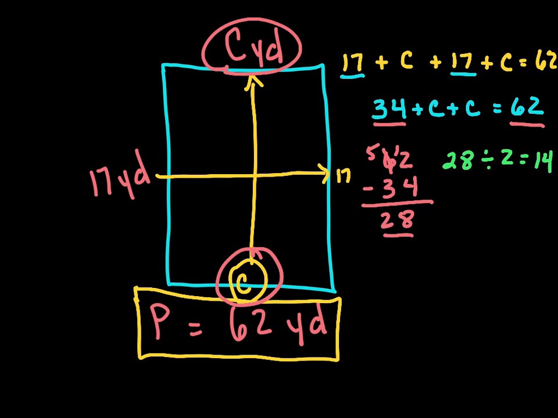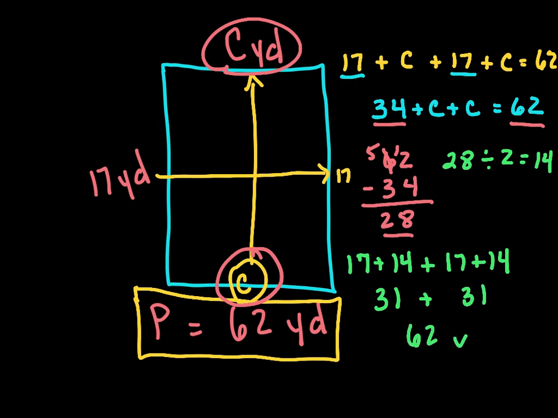So now we can plug it in and test to see if we're right. 17 plus 14 plus 17 plus 14. We're plugging it in and seeing if it's going to equal 62. So on this side, we've got 17 plus 14 is 31, plus another 31, which is 62. So we did it correctly. We have a match.